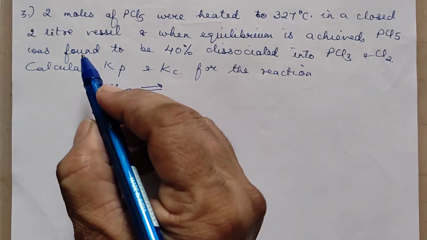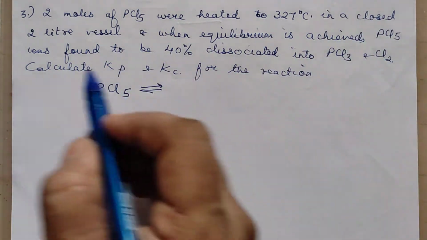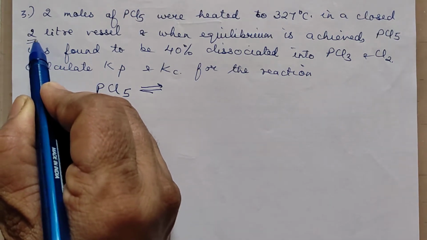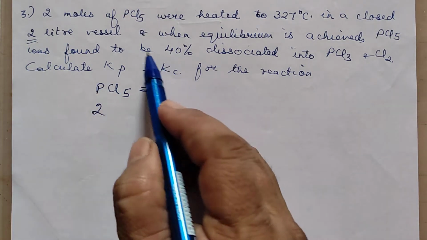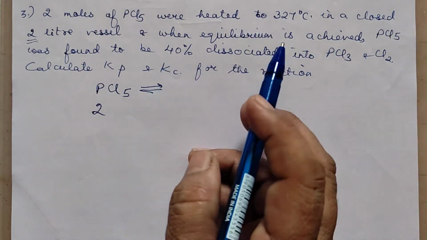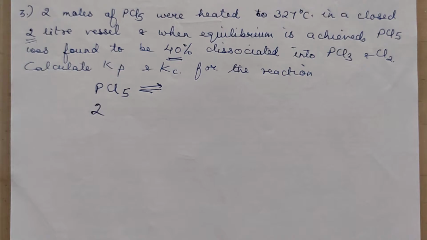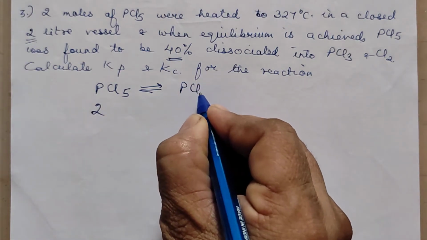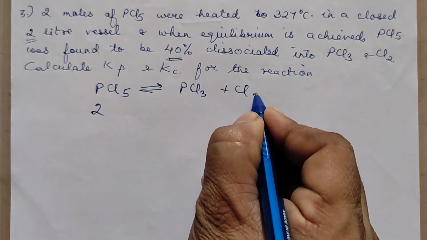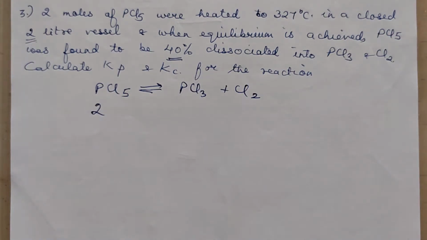2 moles was heated in a closed container of this much volume. So we will require it. How to use it, I will tell you. When the equilibrium is achieved, 40% of PCl5 is dissociated into PCl3 and Cl2. So I have first completed the equation.